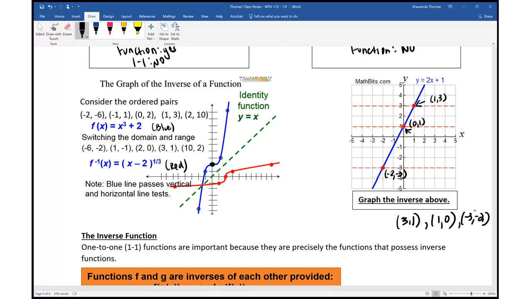So we plotted that, we get 3, 1 here, 1, 0, -3, -2. Get that? That is not a very good line. I'm doing this by hand. All right, so notice that those two functions are symmetric about the line y equals x.